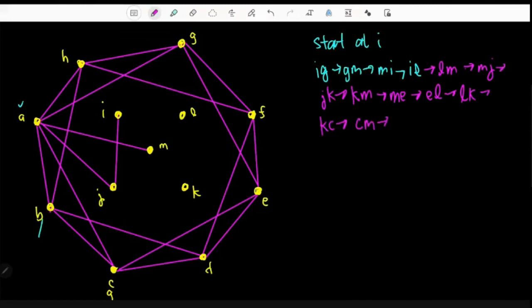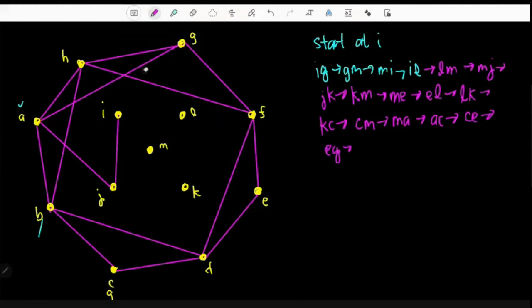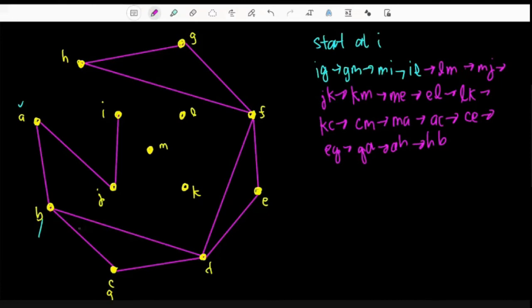CM. MA. I cannot choose J because J is a bridge. So I'm choosing AC, CE, EG, GA, AH, HB. I cannot choose A because AB is a bridge. So let me choose BC rather. I have no choice but to go to D, CD.